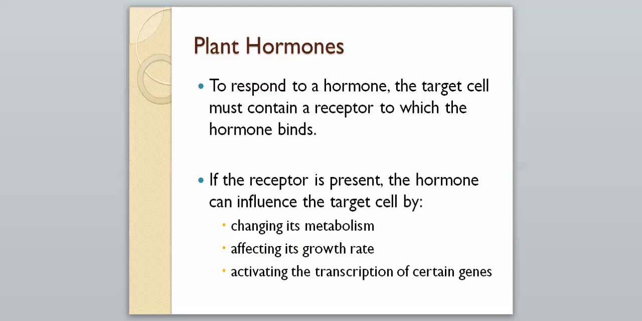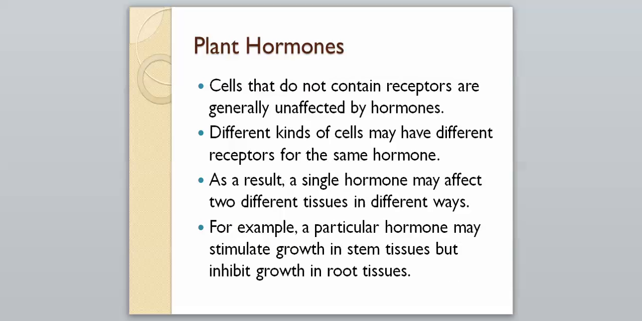And it can activate the transcription of certain genes. So if you remember back in bio, transcription is just the production of new RNA from DNA, and it can also activate the transcription of certain genes, which is probably one of the more advanced kinds of effects that a hormone can have on a target cell. And cells that do not contain the receptors are generally unaffected by hormones. So if we don't have those specific receptors, those specific areas for them to bind, nothing will happen.